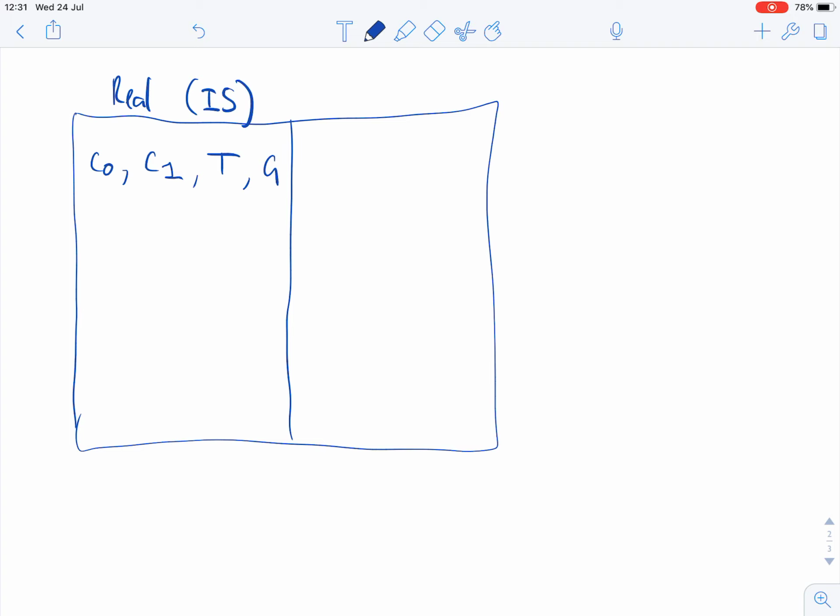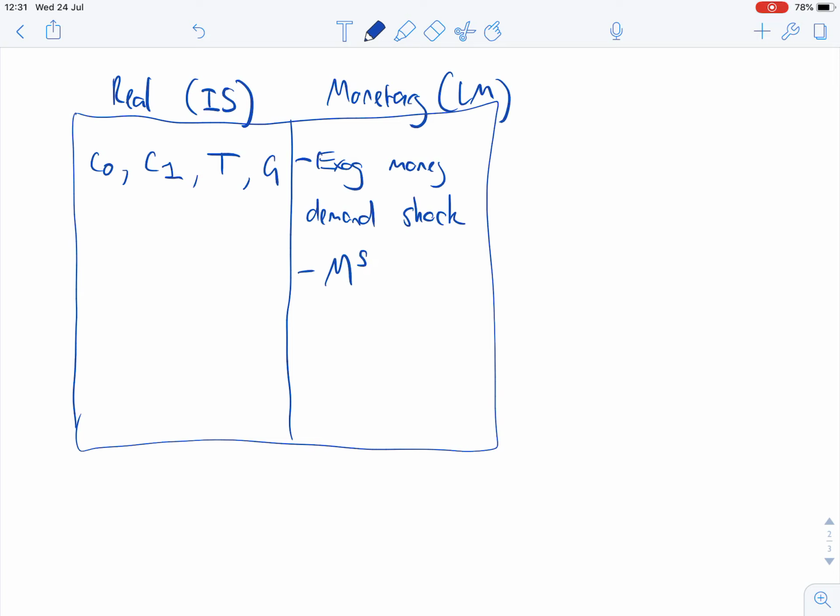From the monetary side or the LM side, probably the only thing you need to worry about from that perspective is thinking about some exogenous money demand shock, which is what you're told to think about in problem set 4, question 4, or we might be told that there's some change in the money supply. So these two things are just going to be shifts in the money demand curve or the money supply curve.